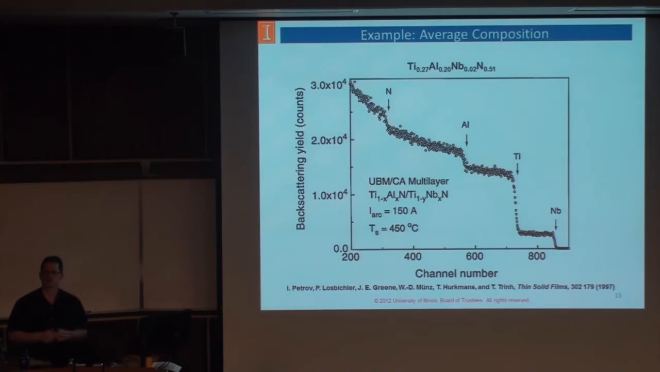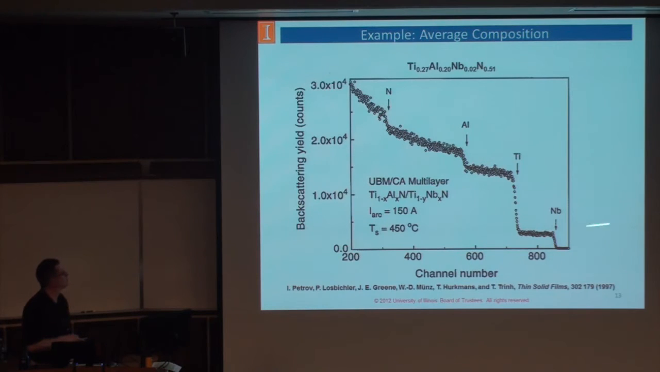So you can kind of consider that to be more surface sensitive. This is an example showing average compositions. This was actually a multi-layer titanium aluminum nitride, titanium niobium nitride. But of course the thicknesses are too small for us to resolve individual layers. But the key here is that by knowing our constituent elements, we can determine both the thickness of the layer and then the average composition of the alloys.